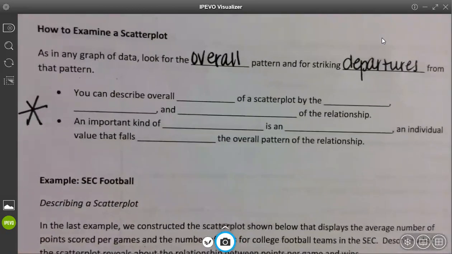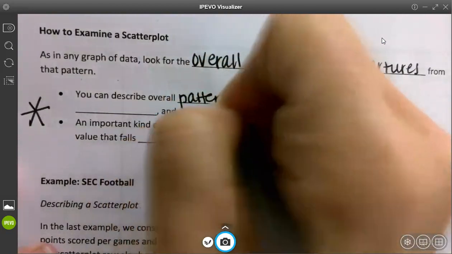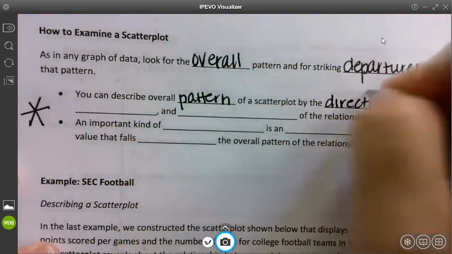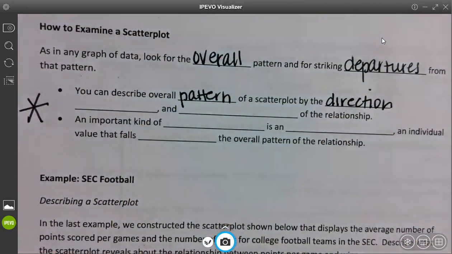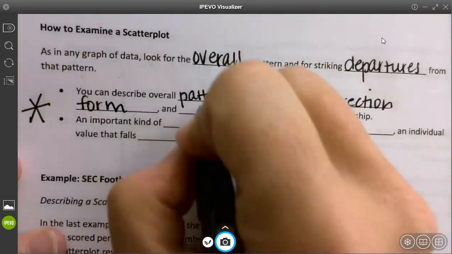You can describe the overall pattern of a scatter plot by the direction, form, and strength. This is the only time you're going to use direction, form, and strength is with the scatter plot. Everything else is going to be shape, center, spread, outliers. That's doing curves and stuff.